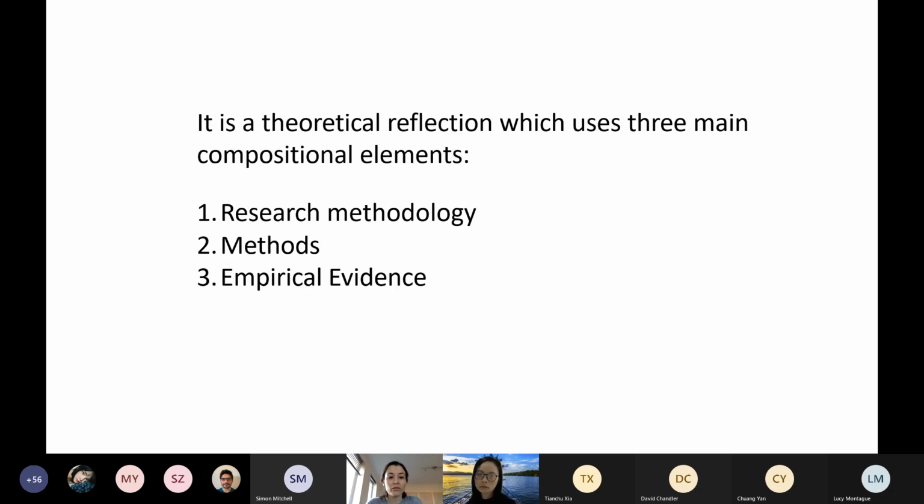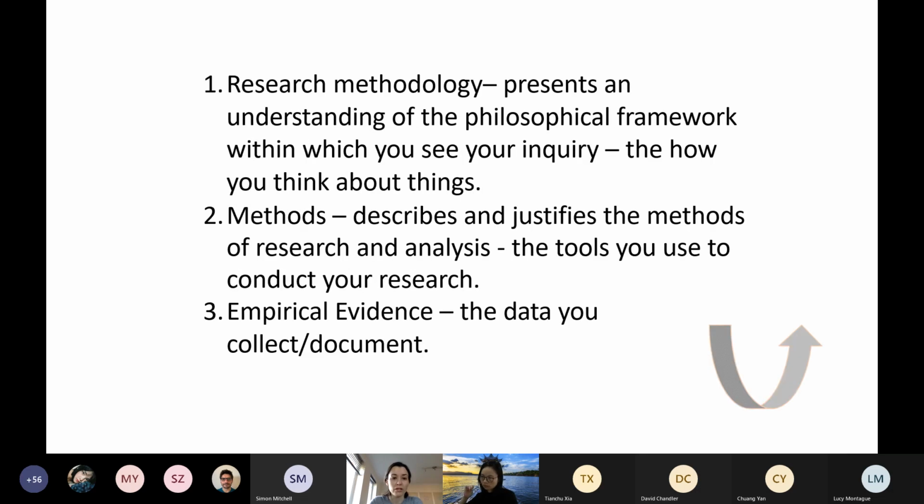The dissertation is also a theoretical reflection, which uses three main compositional elements: your research methodology, methods, and empirical evidence. Your research methodology presents an understanding of the philosophical framework within which you see your inquiry, how you think about things. This is the theoretical background, your understanding of how we see the world, that you use in order to do this investigation.